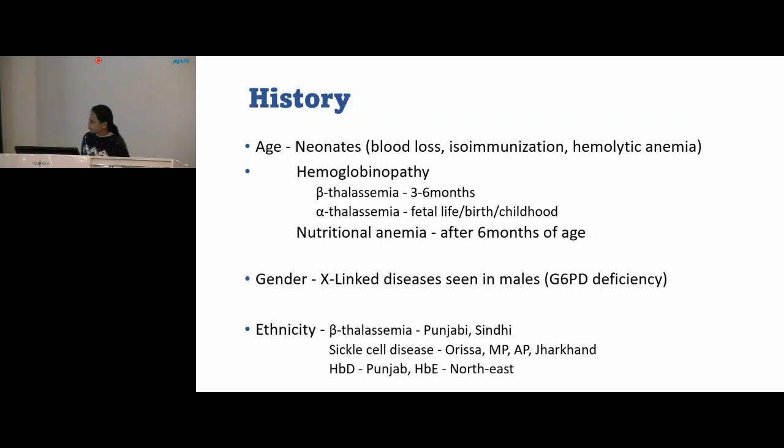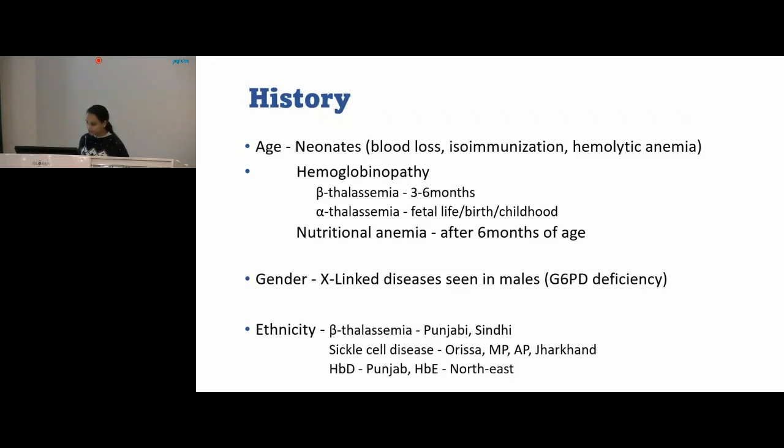And then the most common hemoglobinopathy, the one which we see here, is beta thalassemia. If it is a beta thalassemia major, they usually present in infancy. They can present after 3 months of age at any point of time. And alpha thalassemia can again present, based on the severity, in fetal life or at the time of birth or in childhood. The most important is nutritional anemia in our country, and usually this nutritional anemia is seen after 6 months of age. Then coming to the gender, you all know that X-linked diseases are more common in males, like G6PD deficiency.